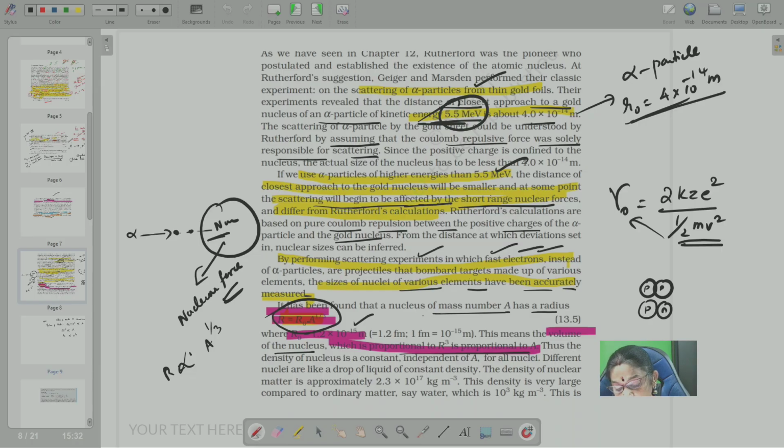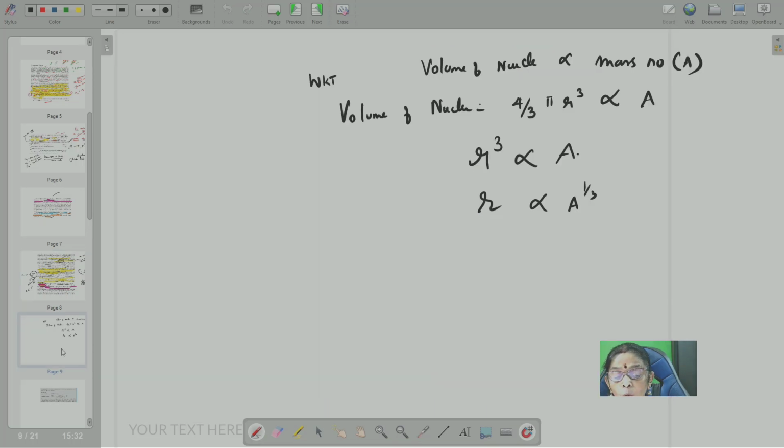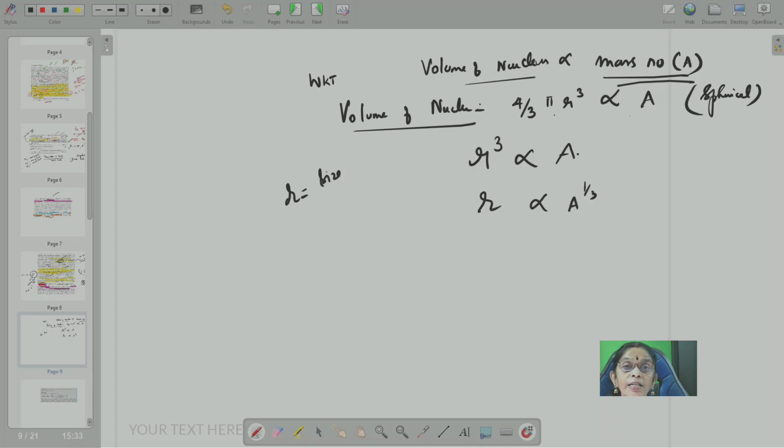We have already discussed here, it has been found out that the nucleus of mass number A has the radius r naught A power 1 by 3. The volume of the nucleus is proportional to r cube. So that means the volume of the nucleus is directly proportional to mass number. More the mass number, more is the volume. It's truly correct, right? So volume of the nucleus 4 by 3 pi r cube is directly proportional to A because we are considering a spherical nucleus. Or you can write r cube is directly proportional to A. What is r? r is the size of nucleus. Size means radius, radius of nucleus.